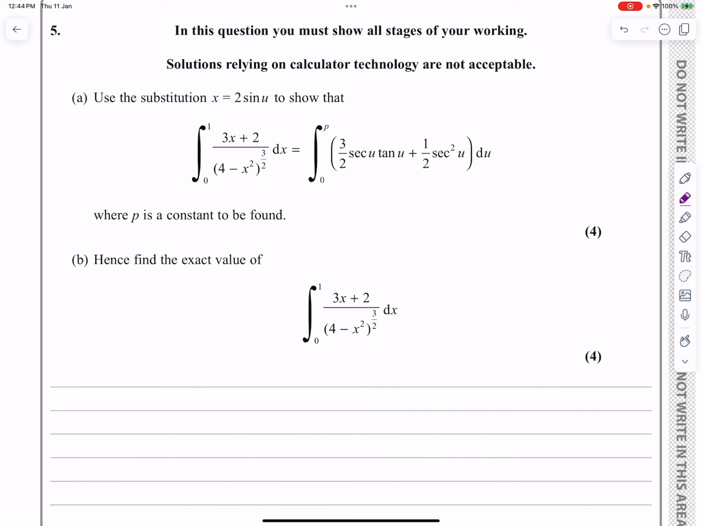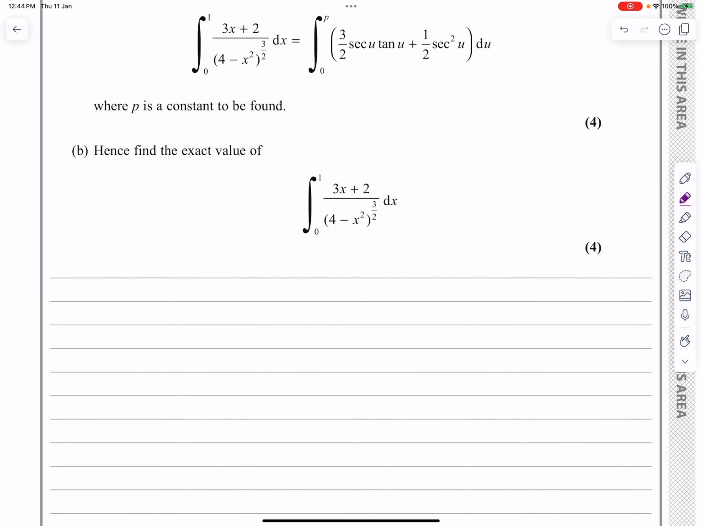So before I get started, I look at it, it says use substitution x equals 2 sine u. There are different ways we can approach this in terms of, do you want to do the limits first? Do you want to substitute your values in? So make it really clear. Have a think about how you're going to display your answer here and get used to writing something down.